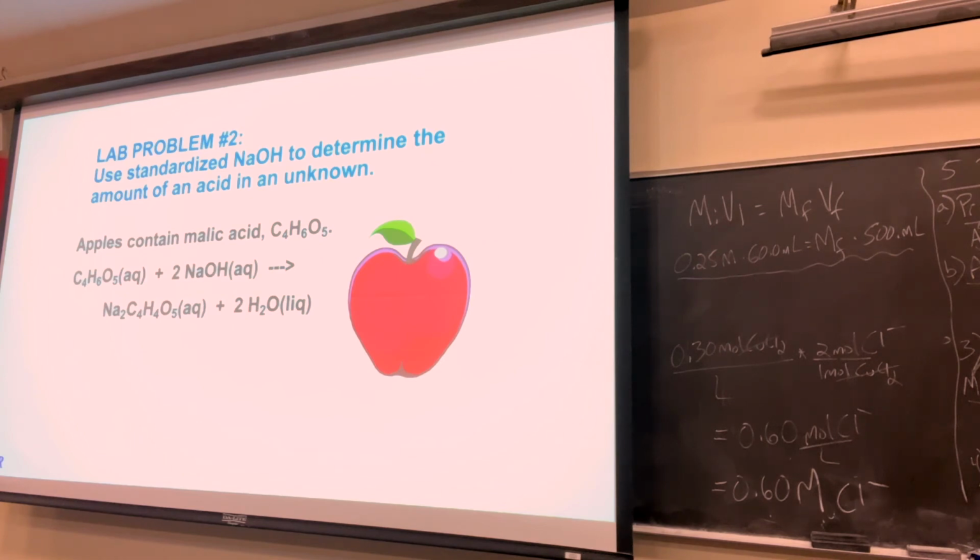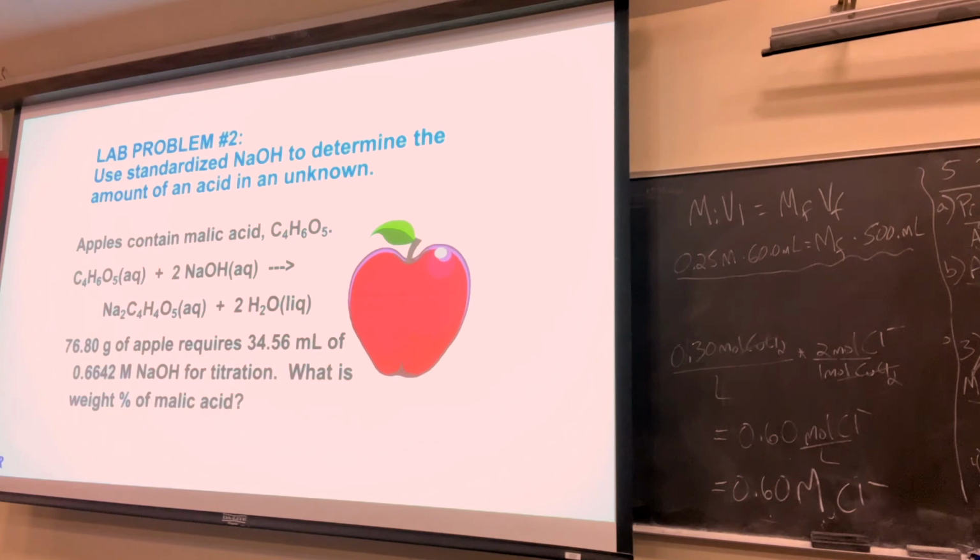Now, when you take a bite of an apple, your mouth doesn't go, ow, like you're biting into something acidic. There must not be a lot of this acid around. So let's say that we took 76.80 grams of apple and we mashed it all up and we titrated it, all right? We titrated it with sodium hydroxide and we're using our 0.6642 molar sodium hydroxide from before, all right? It needs 34.56 milliliters of that sodium hydroxide to reach the end point.